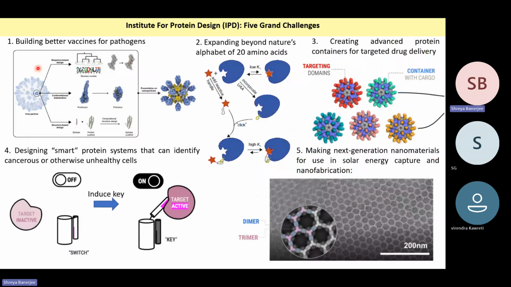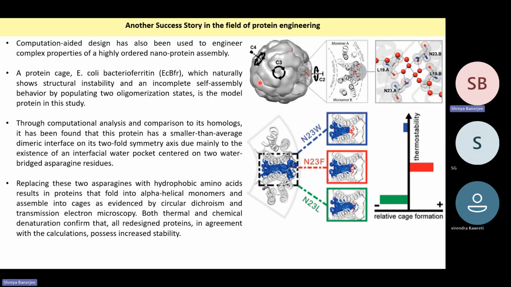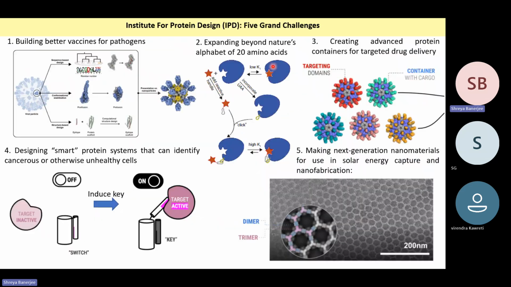Other things that protein designing can be used for: one is building better vaccines for pathogens. Another is expanding beyond nature's alphabet of 20 amino acids. So we know the 20 naturally occurring amino acids, but it can be expanded beyond that by protein engineering. Advanced protein containers can be created for targeted drug delivery. So this kind of self-assembled structure can be used as a protein container for targeted drug delivery.